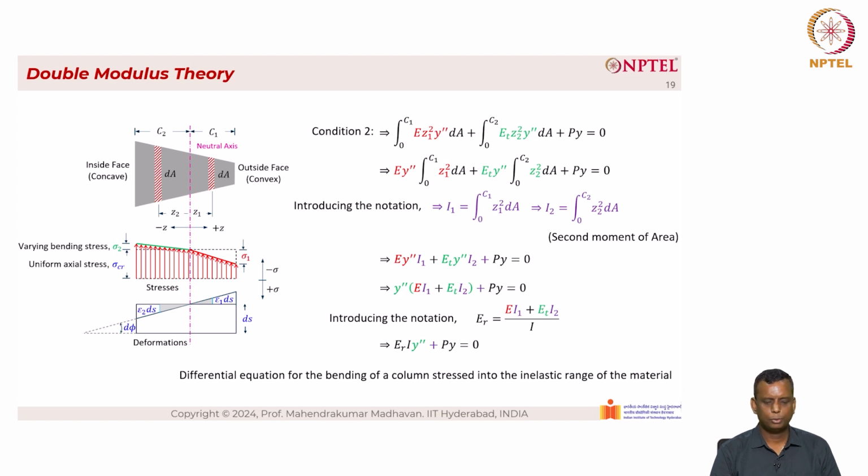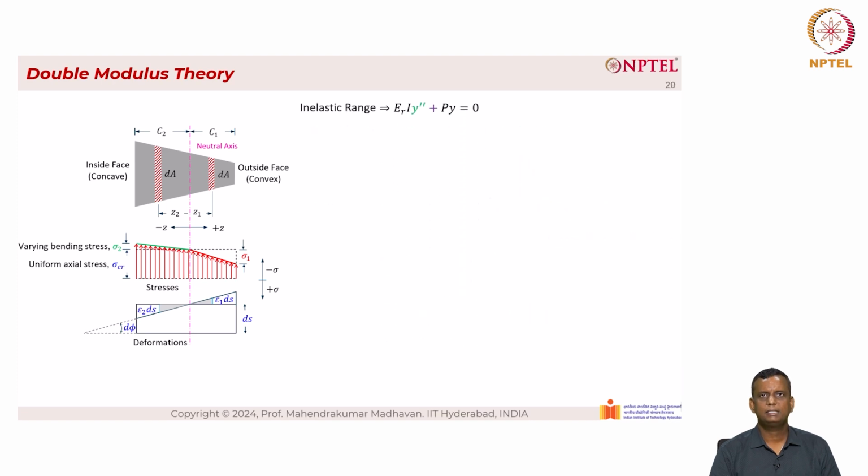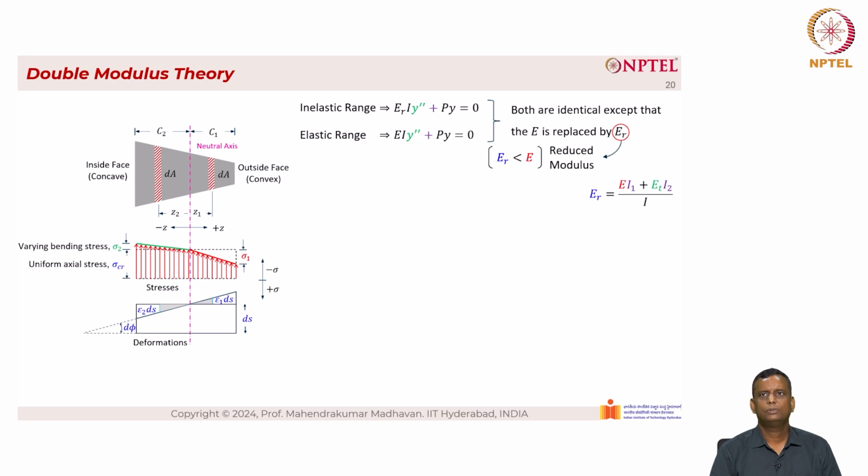This is the differential equation for the bending of a column stressed into the inelastic range of the material. So in the inelastic range, E sub r into I into y double dash plus Py is equal to 0. In the elastic range, E I into y double dash plus Py is equal to 0. So both are identical except that the E is replaced by E sub r. E sub r is the reduced modulus, which is less than the Young's modulus, and E sub r is given as E I1 plus E sub t I2 divided by I.